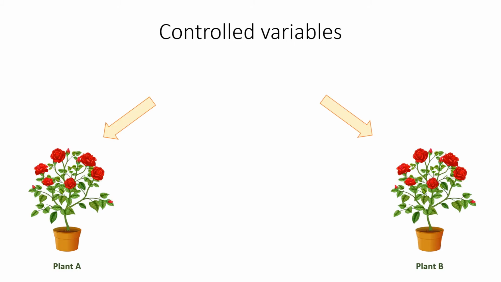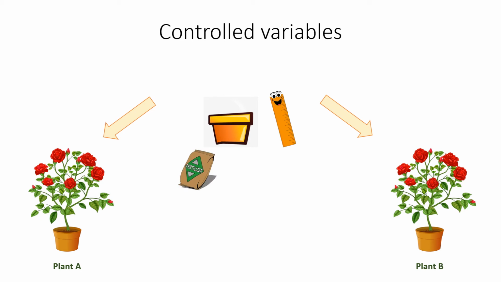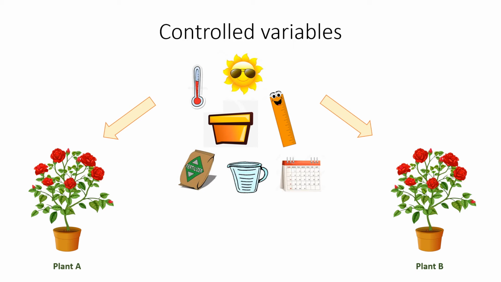First, you need plants. You need plants of the same species. For example here, plant A and plant B. Everything about the plants should be exactly the same, including their size, health, and age. You need to use identical pots with the same amount of the same kind of soil. You need to put the plants at the same place, so they are exposed to the same amount of sunlight and keep them at the same temperature. You will also need to water them with the same amount of water at the same time.